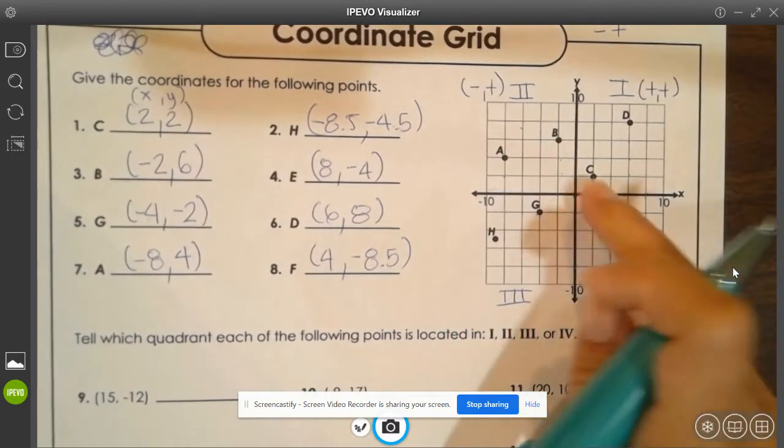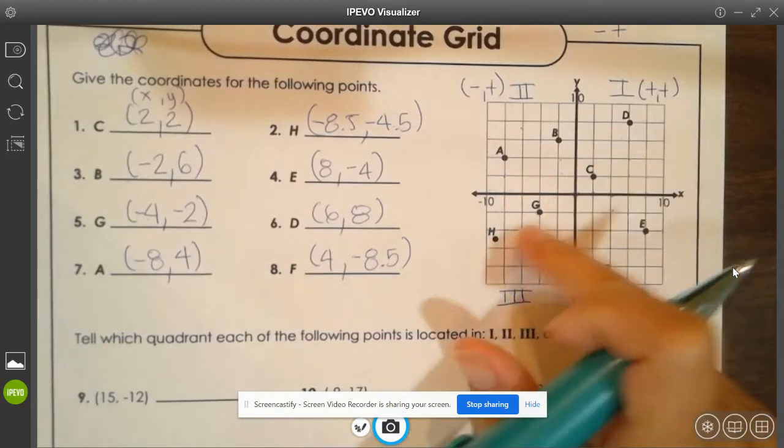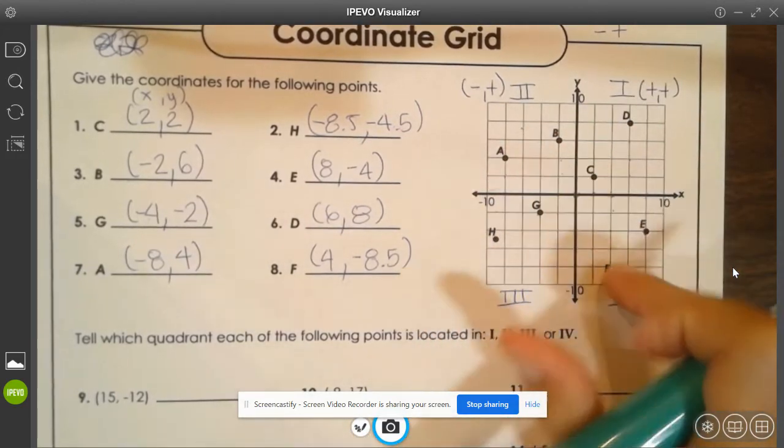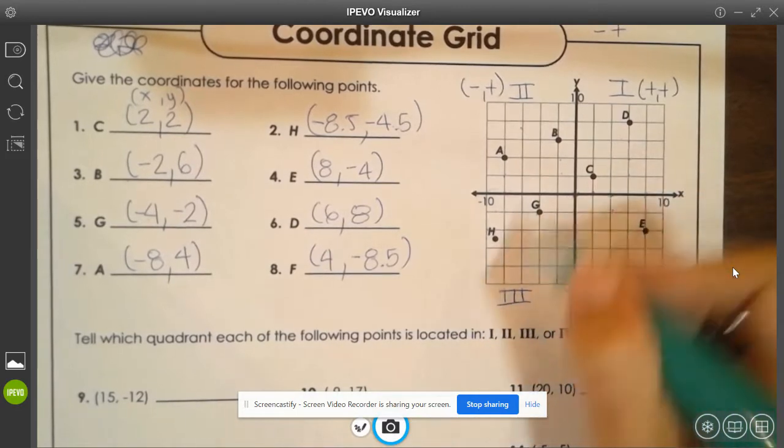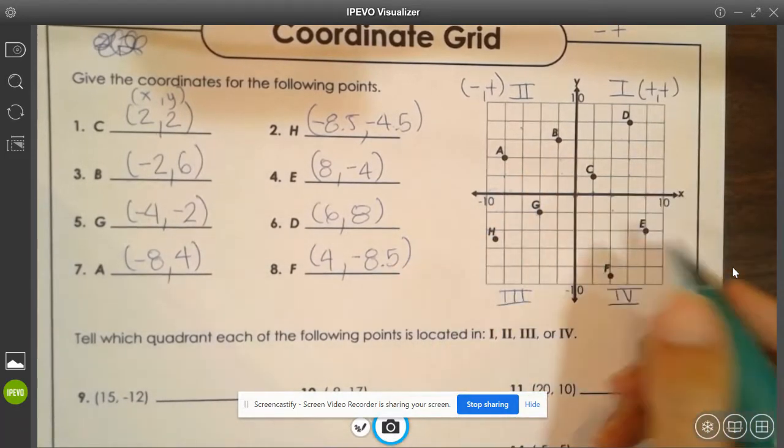In quadrant 3, everything is negative. Notice that they're diagonal from each other, okay? So it's 180s, all right? So over here, everything is negative.